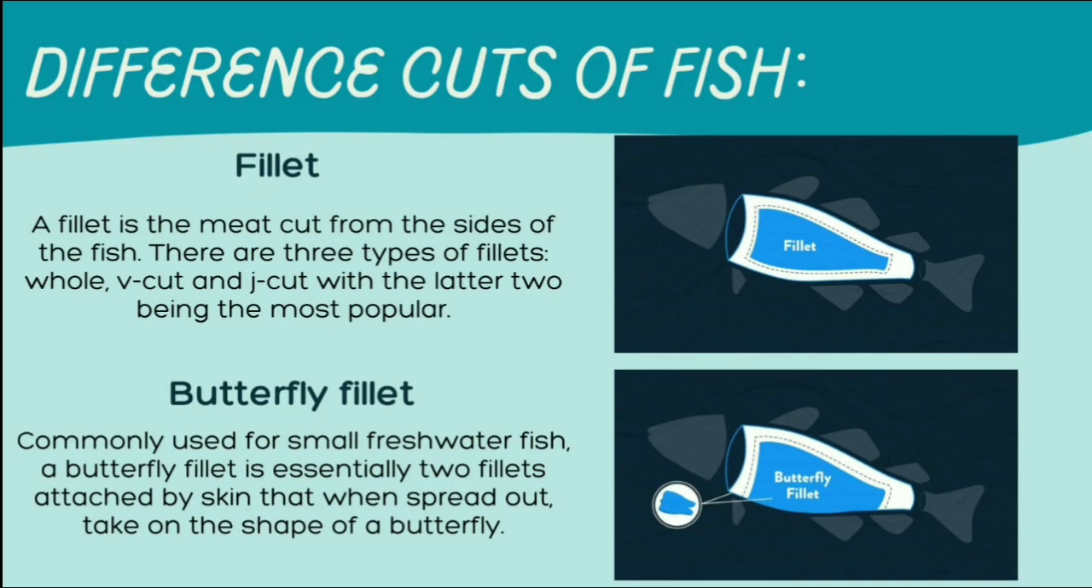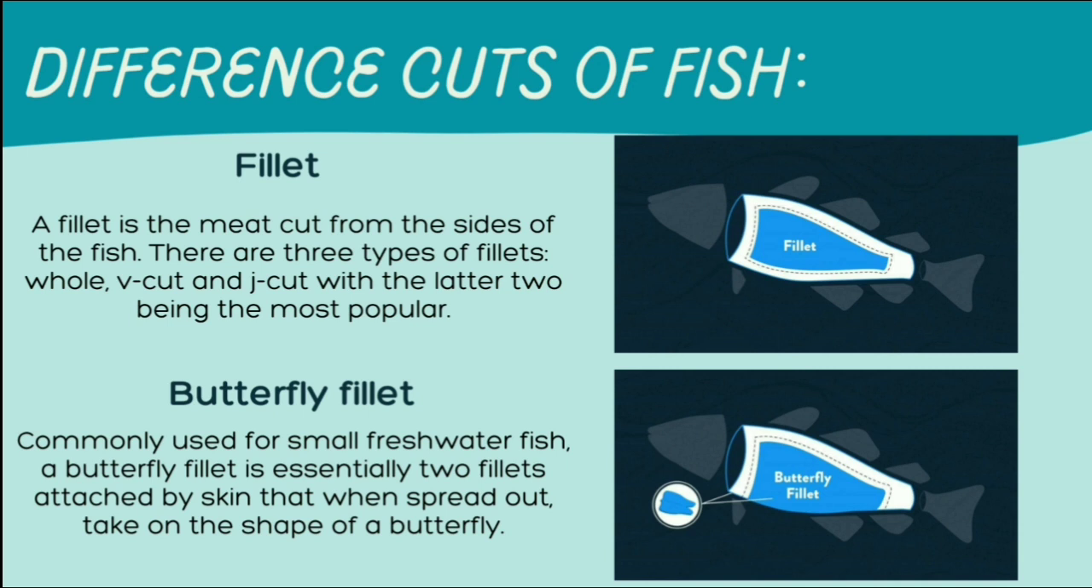Next, cuts of fish. Number 1, fillet. A fillet is the meat cut from the sides of the fish. There are 3 types of fillets: whole, V-cut, and J-cut, with the latter 2 being the most popular. With both cuts, the pin bone is removed. In a J-cut, the nape, a small, thin, fatty piece of meat on the lower side of the fillet, has also been removed.